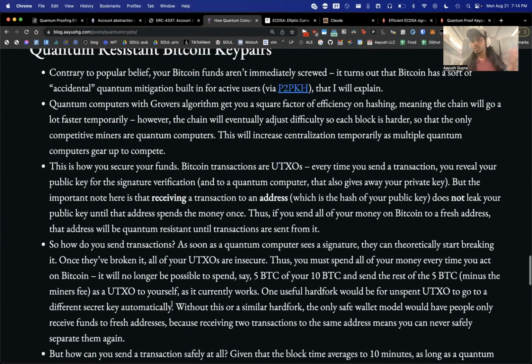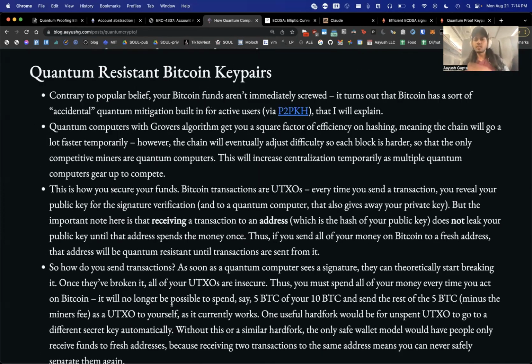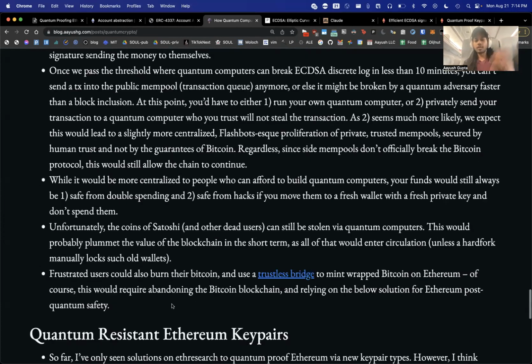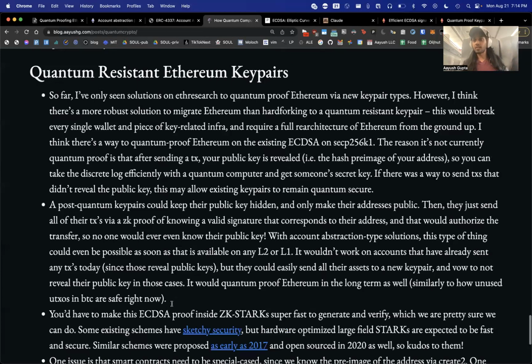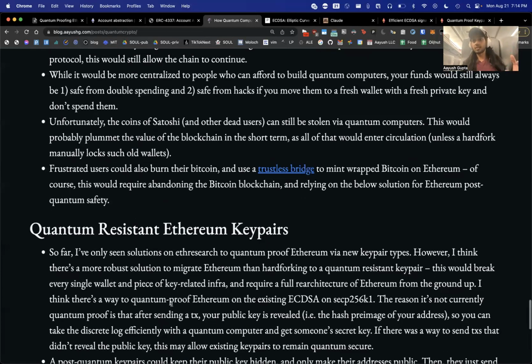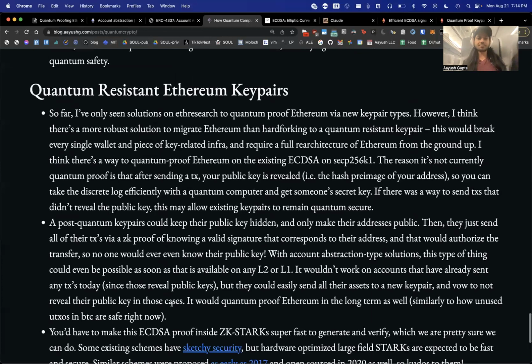It turns out that because Bitcoin is built on UTXOs, it's actually slightly easier to make quantum secure, but regardless, that's not our focus right now. We'll be talking about Ethereum. But I do think the Bitcoin project is still a compelling idea.